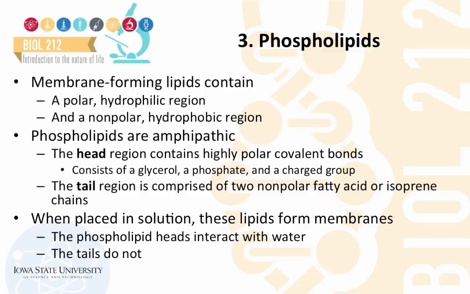Lipids that are commonly found within cell membranes have both a polar hydrophilic region as well as a nonpolar hydrophobic region. This means that these molecules are amphipathic. The head region contains highly polar covalent bonds, whereas the tail region is comprised of two nonpolar fatty acid or isoprene chains. When added to a solution, these lipids form membranes. The water-loving or hydrophilic regions, called the heads, interact with water, and the hydrophobic or water-hating tails do not.